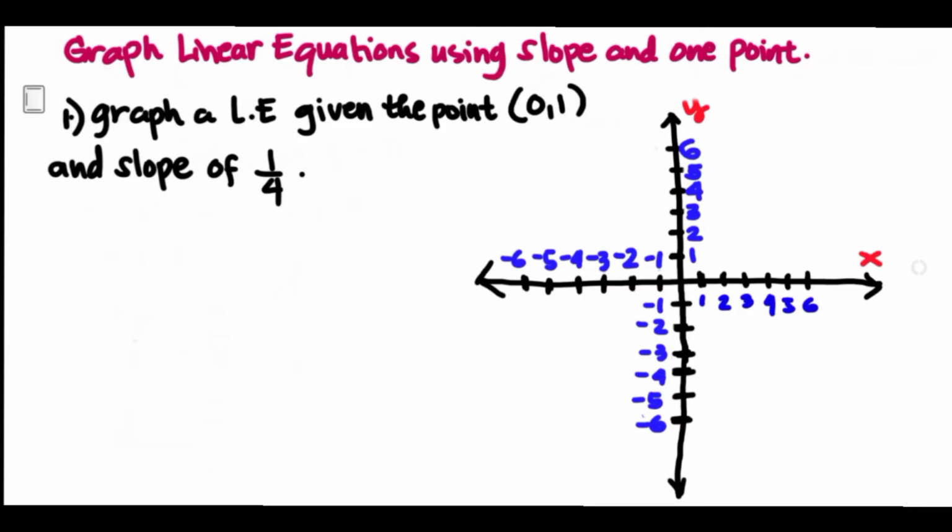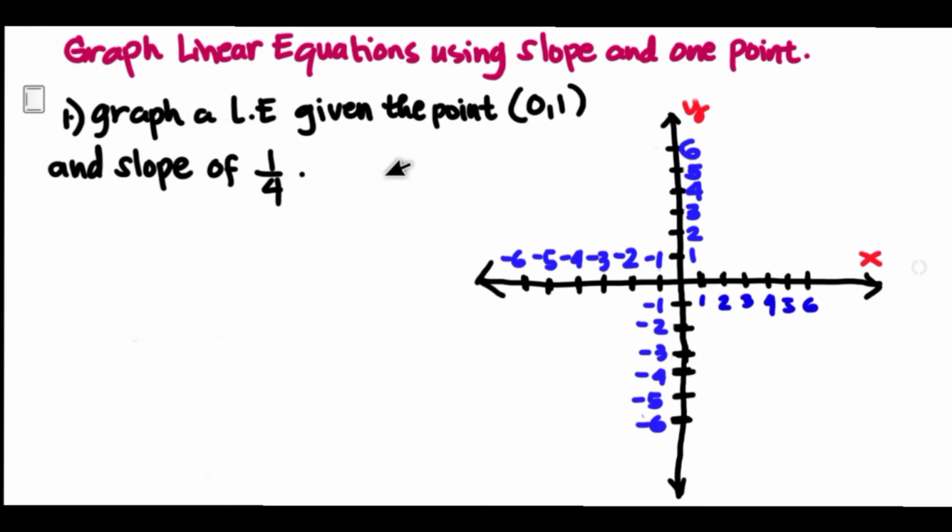Okay, so dito na tayo sa susunod nating gagawin. So, tapos na tayo sa graphing linear equations using 2 points, and then sa using the x-intercept and y-intercept. Ngayon naman is, we will graph linear equations using slope and 1 point. So, let's have number 1. Graph a linear equation given the point (0, 1) and the slope of 1/4.